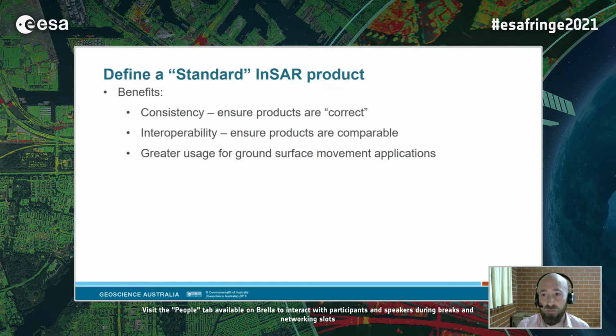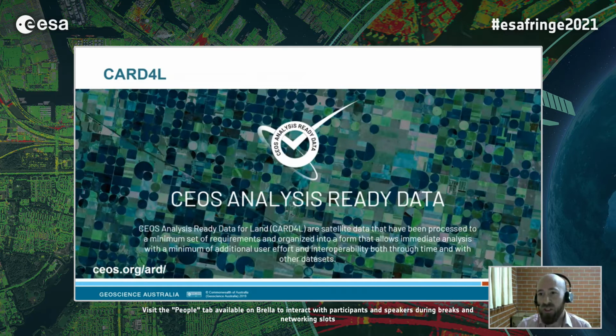So I'm talking not only about product level data, but also image data, metadata like incidence angle maps and things like that. So these things, I think, are the things we need to define. So with that background, I'll just move on to introducing the CARD4L initiative.